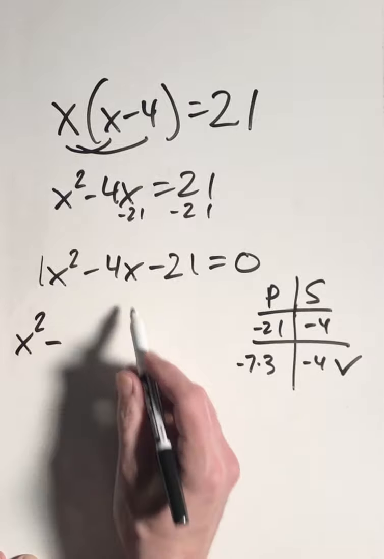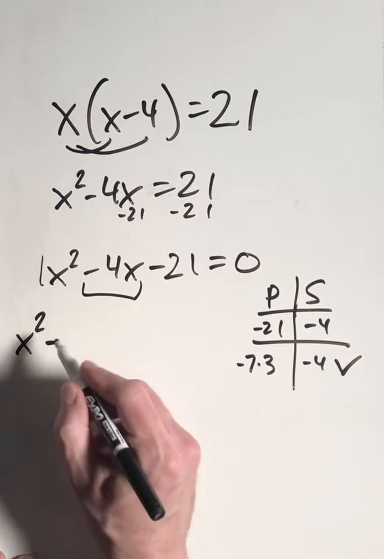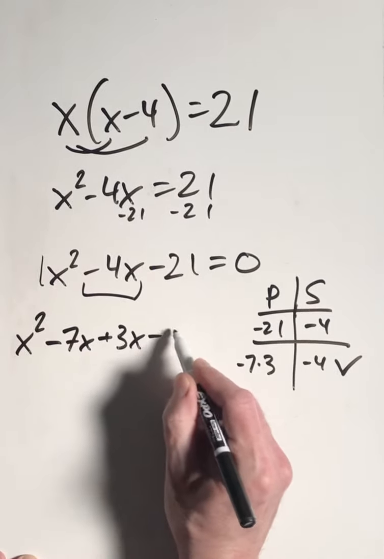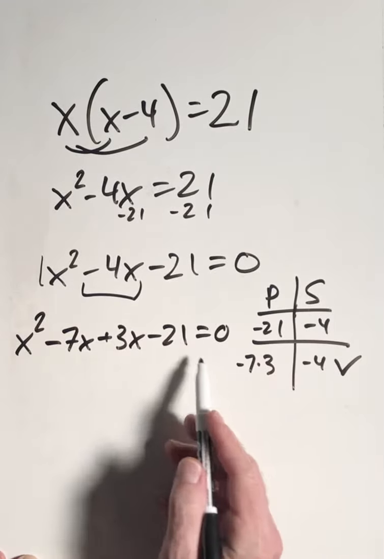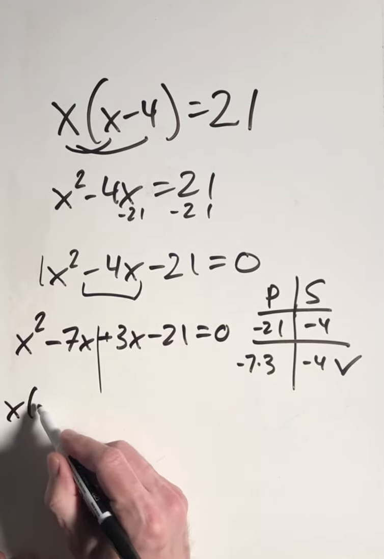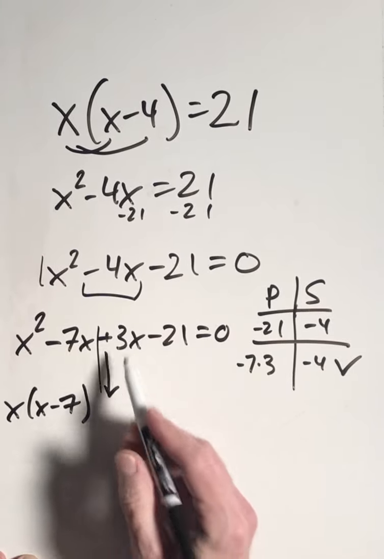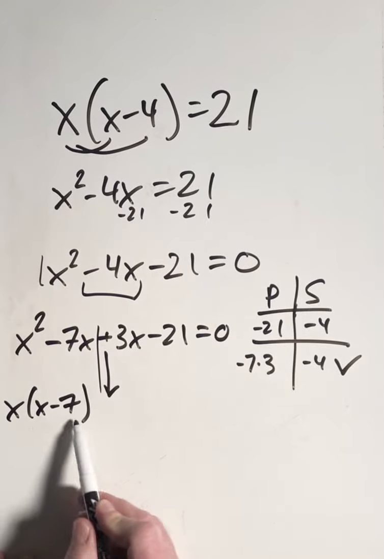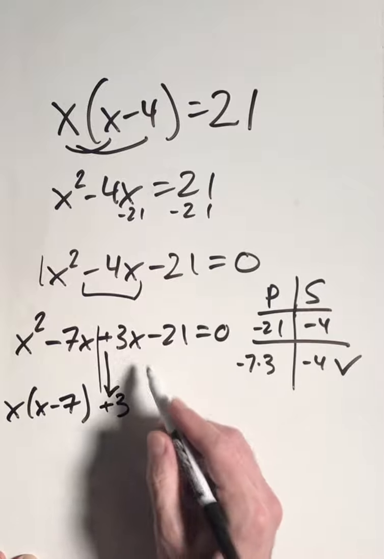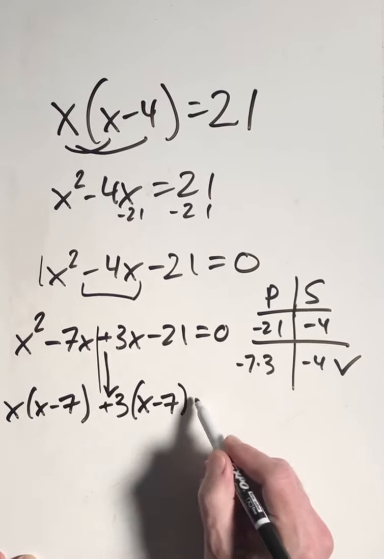X squared, and I'm going to rewrite this negative 4x as a sum of these two factors. So minus 7x plus 3x minus 21 equals 0, and then factor by grouping. I'll factor out an x, so this is x times x minus 7. I'm going to bring this sign down always. I'm going to look for this factor to repeat itself over here. So I'm going to factor out a positive 3, and that would also be the same x minus 7.